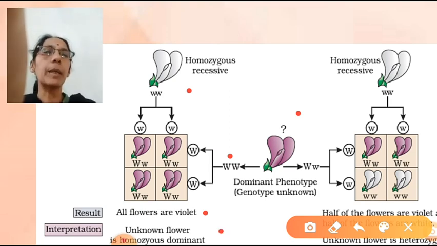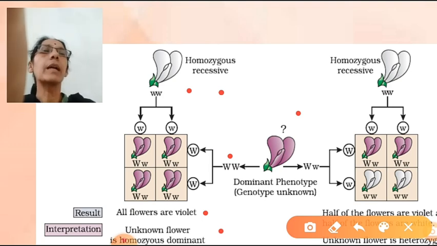We have got a purple flower in a pea plant. We do not know whether it is homozygous or heterozygous. For that reason, we have crossed this plant. With which one have we crossed? We have crossed it with the one which is producing white flower.